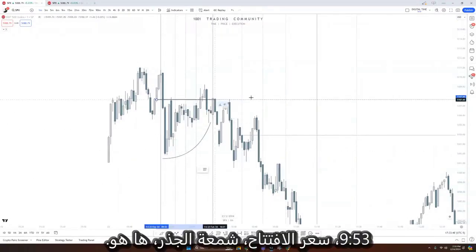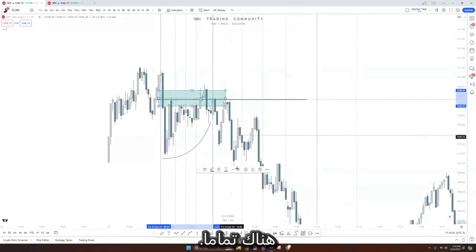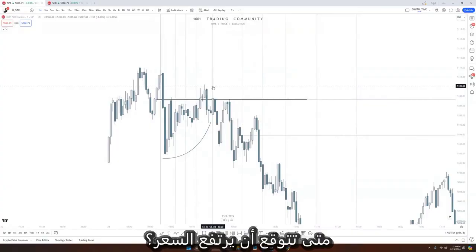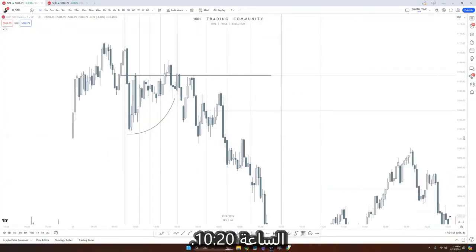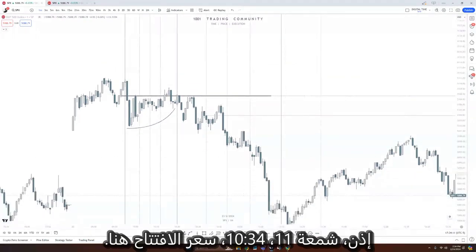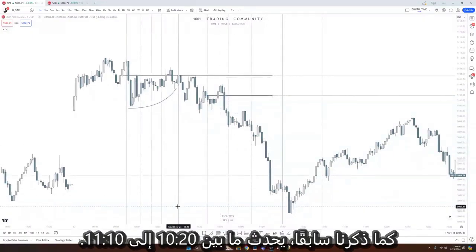953, opening price, root candle. There it is. Above is premium. Perfect opportunity to short here. Right there. When do you expect price to expand? At 1020. Model 11, 1034 candle. Opening price right here. As we stated, takes place between 1020 to 1110.